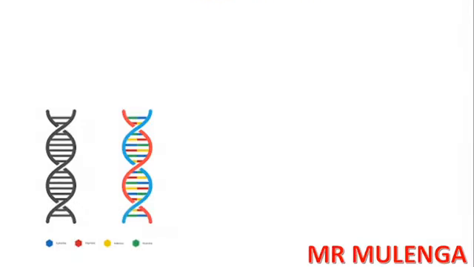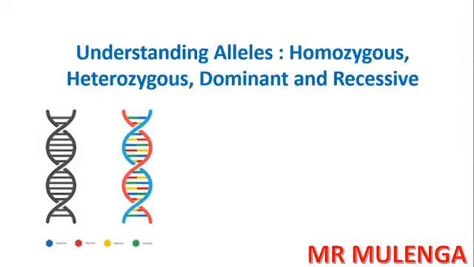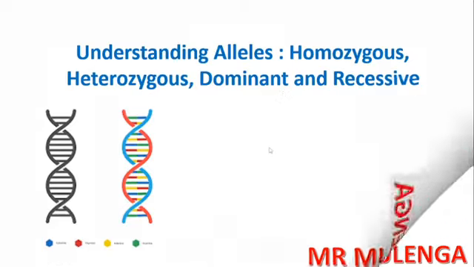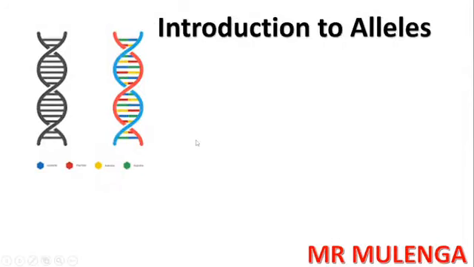So we are going to look at understanding alleles. You need to understand what a homozygous allele is, a heterozygous allele, a dominant allele, and a recessive allele. So let's look at our lesson. We're going to start with the introduction to alleles.